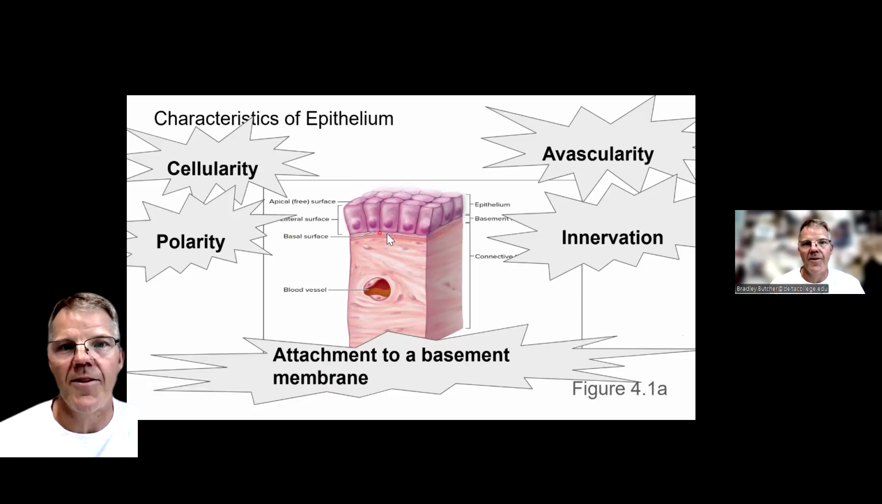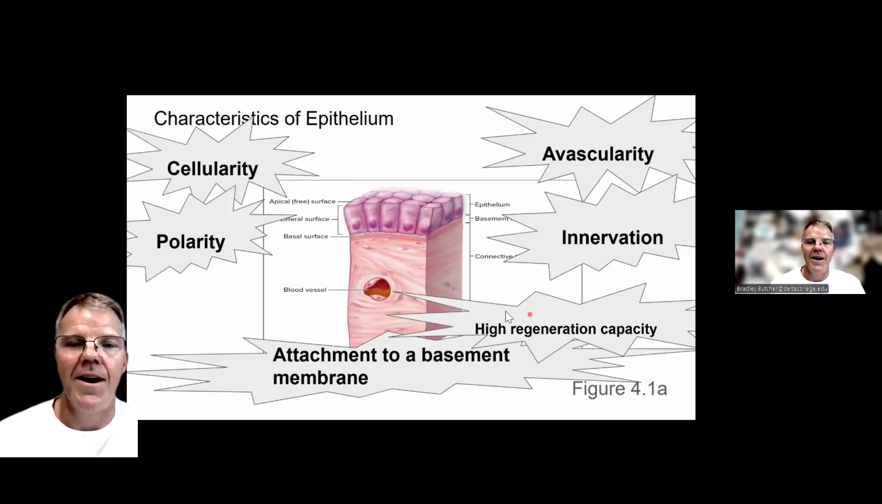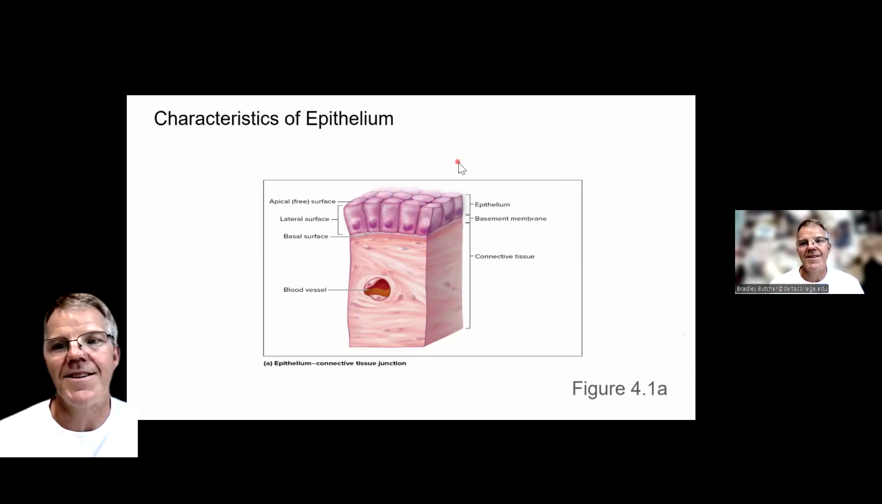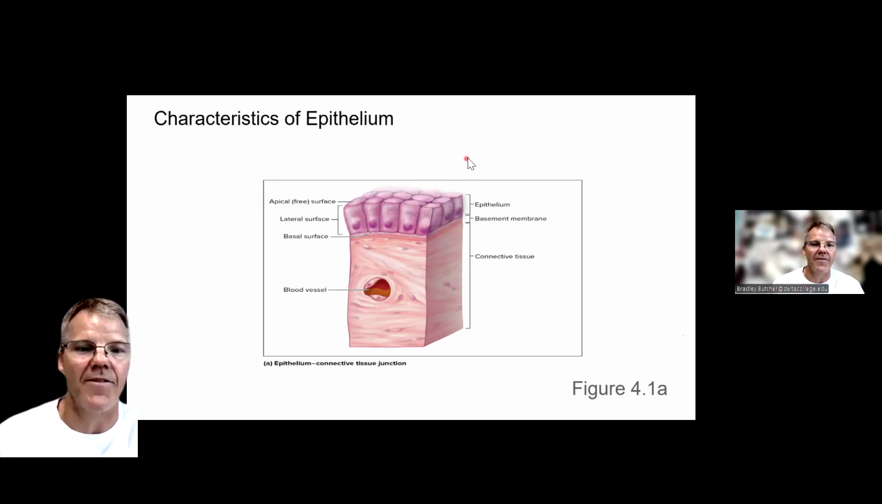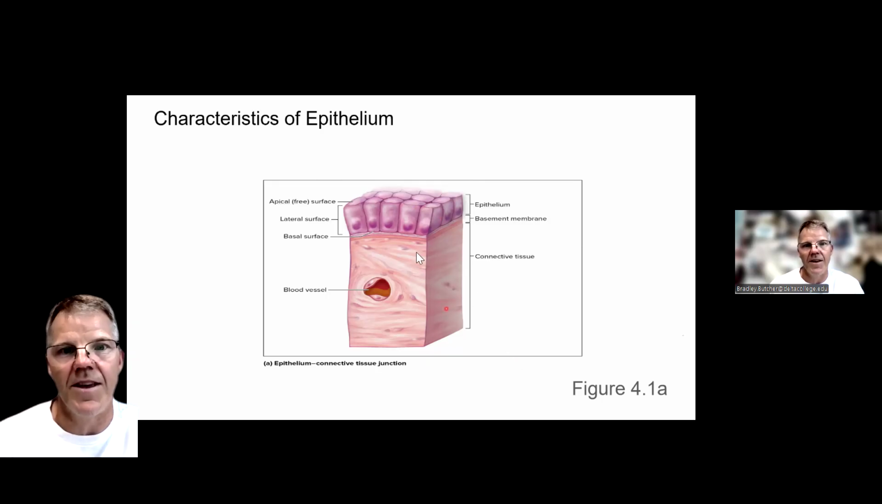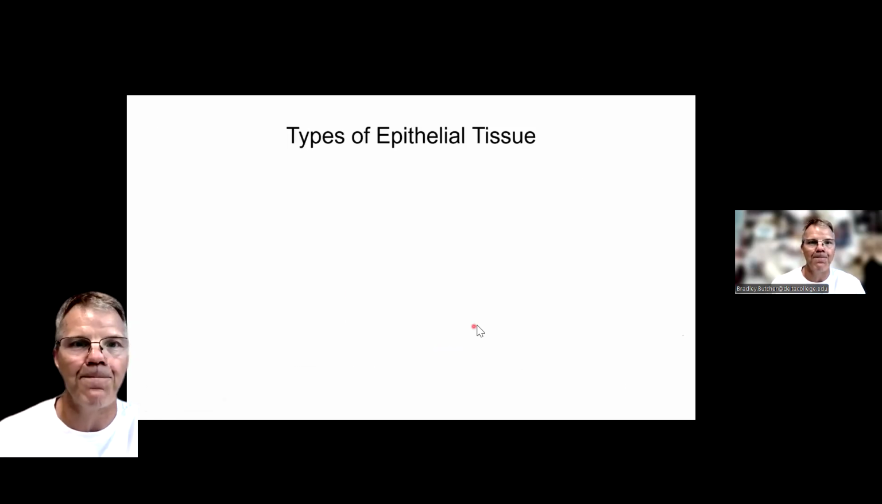So this basal surface, that lower surface, is connected to this basement membrane, and that attaches it to other types of tissues. In this case, we see it's connected to connective tissue. And then epithelial tissue has a high regeneration capacity, meaning that when these cells die, they're exposed to the environment, they die, they come back, and they're always regenerating. Remember that epithelial tissue is designed to cover and protect. So allowing it to regenerate is very protective of the underlying tissue beneath it.